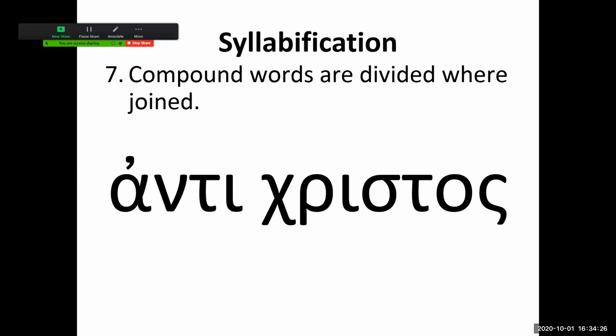And finally, in syllabification, the seventh rule: compound words are divided where they are joined. So for example, we have the preposition anti, and if you put it together with Christos, antichristos, that is the Antichrist. Actually, anti, we'll learn this later, does not mean against as much as it means in the place of. The Antichrist is not one who, first of all, appears against Christ, but rather takes the place of Christ. And that's an important thing to remember.